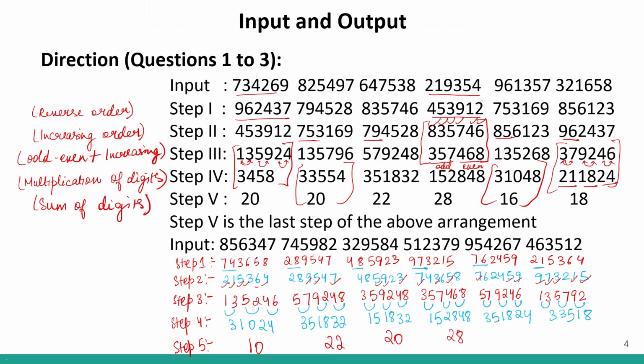Over here, 3 plus 5, 8 plus 1, 9, 9 plus 8, 17, 17 plus 2, 19, and 19 plus 4 will give me 23. Moving forward, 3 plus 3 is 6, 6 plus 5 is 11, 11 plus 1 is 12, and 12 plus 8 will give me 20.